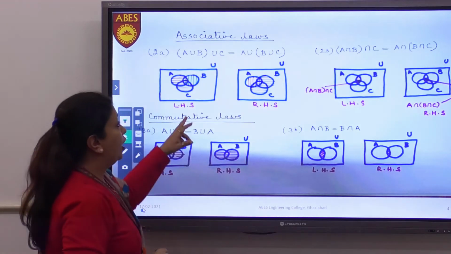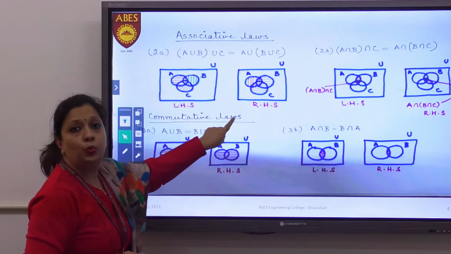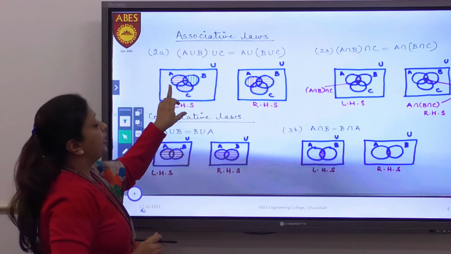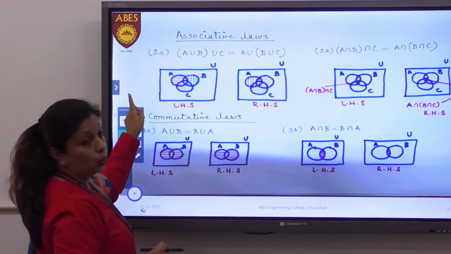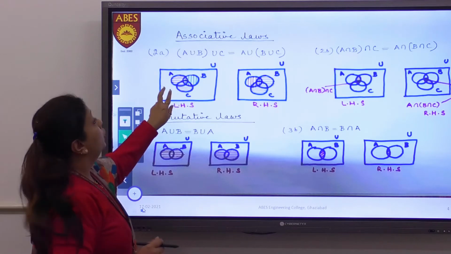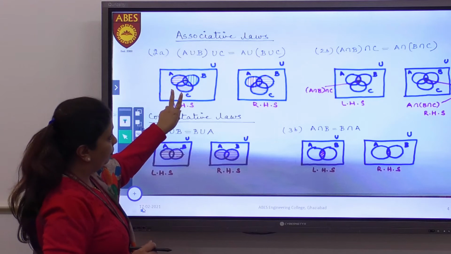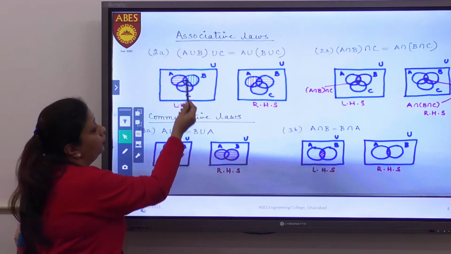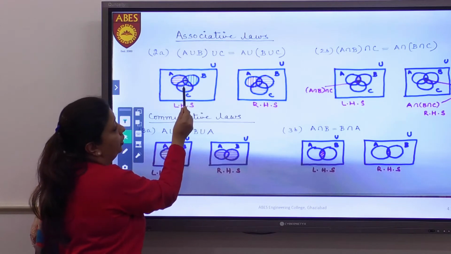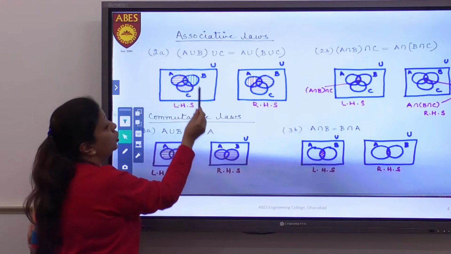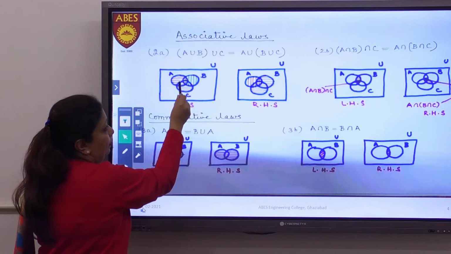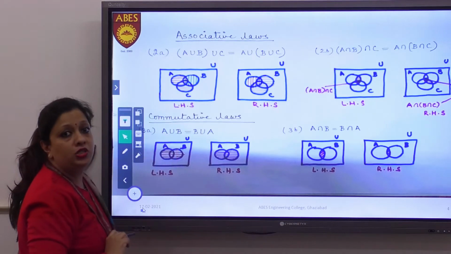So in order to verify this law, I have used this Venn diagram. So for left hand side, first we have taken three sets A, B and C. Then we have shown the union of A and B with red and green color. So this gives me A union B. Now when I take the union of this resultant with set C, then I have used this blue pen to show the union with set C. So the entire region which is shown on the left hand side is the set A, B and C, entire region of these three sets.